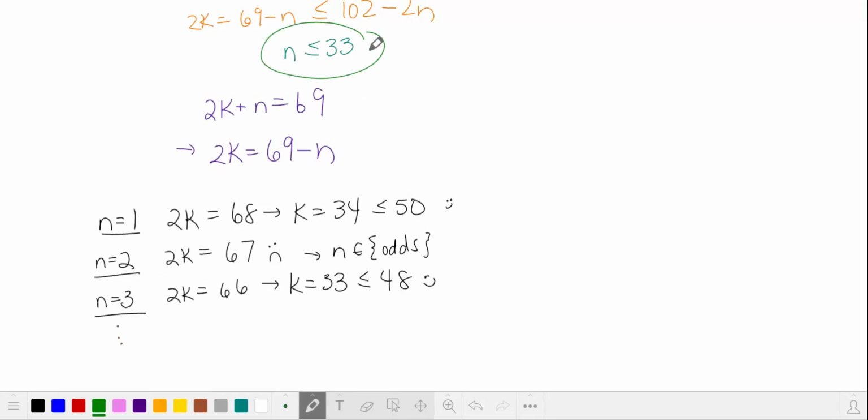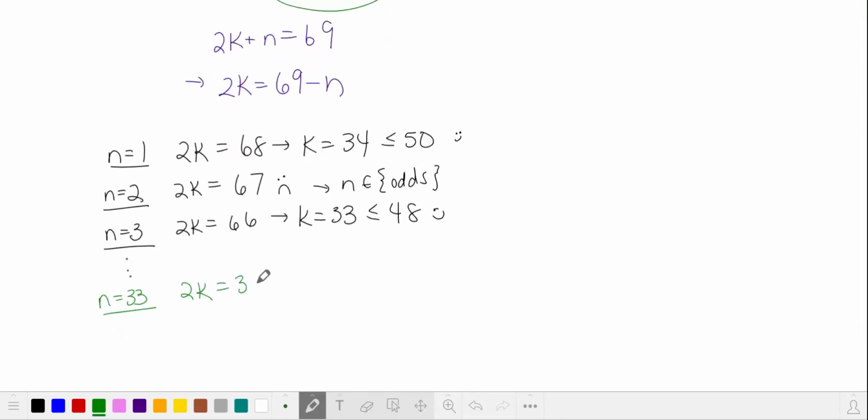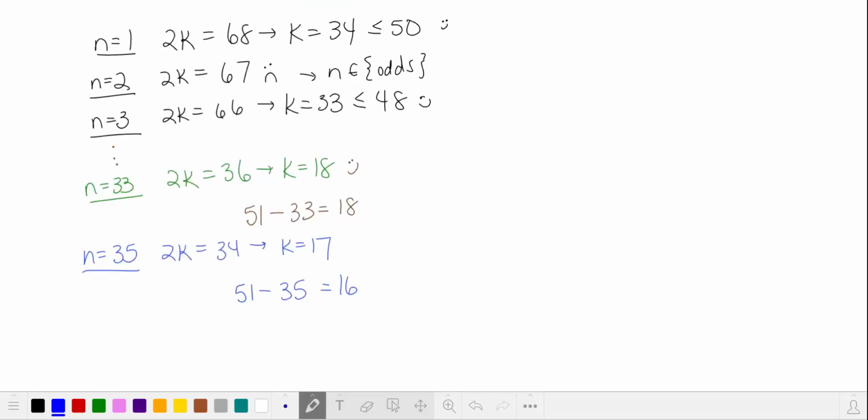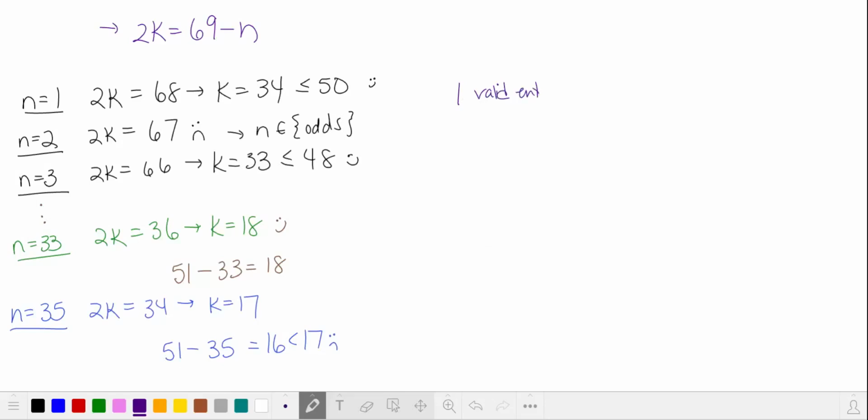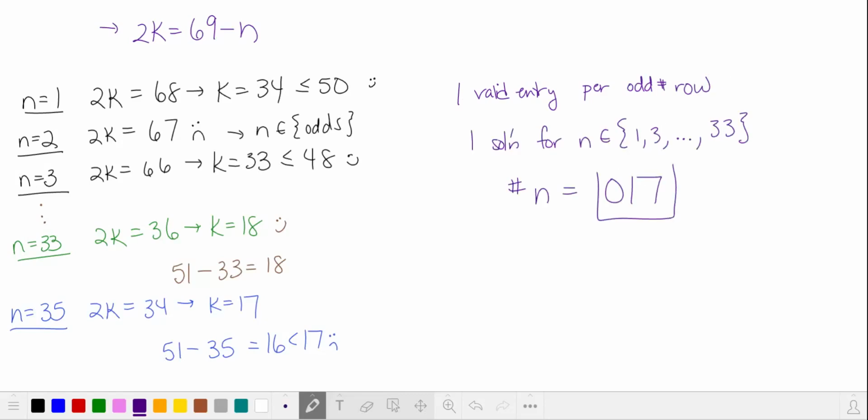Let's check our upper bound now, 33. This is going to get us 2k equals 36 and k is equal to 18. The number of elements in the 33rd row is 51 minus 33, which is 18. So that's going to be the last element. If we go to the next odd row, we'll have 2k equals 34, k is equal to 17, but there are only 16 elements in that row, so we know we can stop here. We have one valid entry that's a multiple of 67 per row, with an odd number from 1 to 33. So the number of entries is 17.